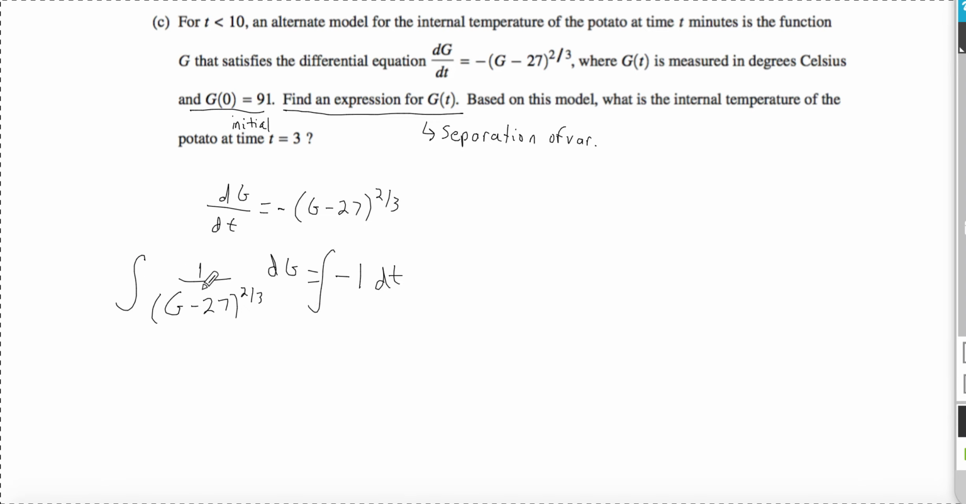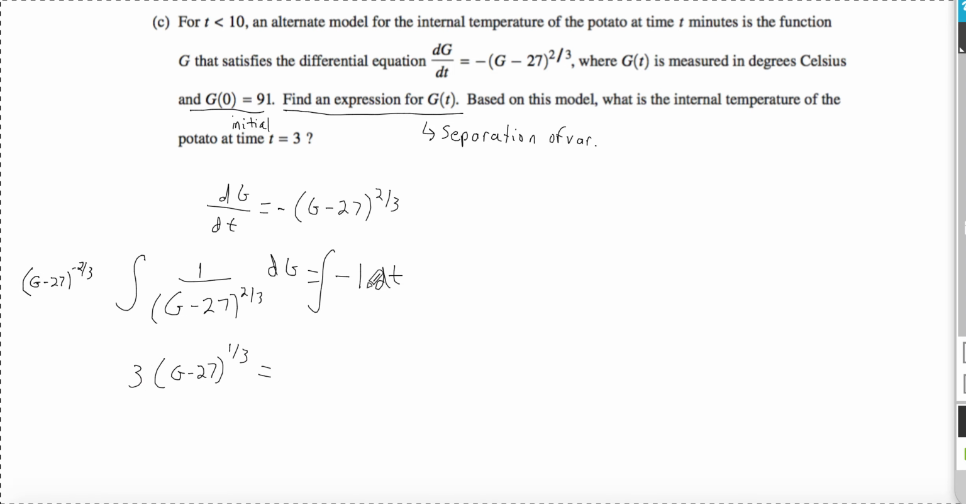I need my antiderivative. Antiderivative of 1 over g minus 27 to the 2/3. We've got to keep in mind that this is really g minus 27 to the negative 2/3, right? That's the equivalent. So what's the antiderivative of this? I would add 1 to the exponent. Negative 2/3 plus 1, that's 3 over 3, will give us 1/3. Then I would divide by the new exponent. Divide by 1/3 is multiplying by 3.